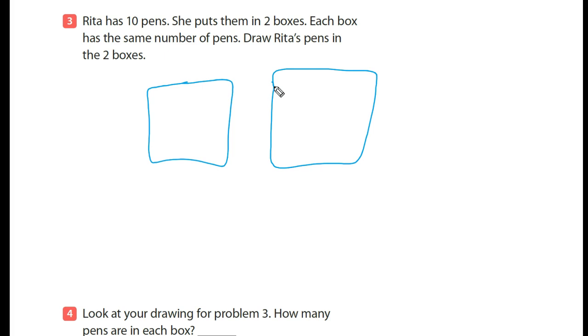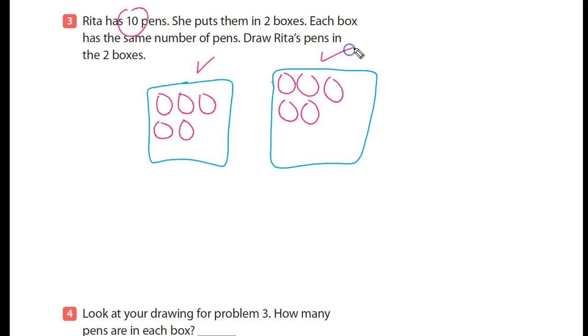10. I'm just going to start one at a time and go back and forth. Okay. Watch. Let me change the color. 1, 2, 3, 4, 5, 6, 7, 8, 9, 10. Did I use all 10? Yes. I needed to divide all her 10 pins into 2 groups. Each group had to have the same amount.